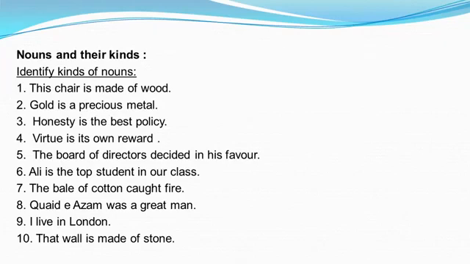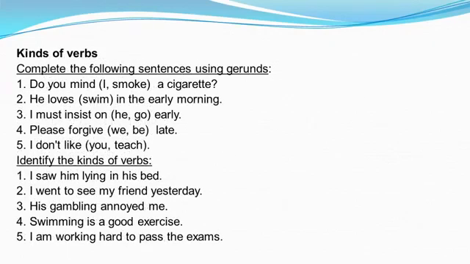Now we'll discuss kinds of verb. Kinds of verb are transitive verb, intransitive verb, infinitive, past participle, present participle, and gerund. First of all, we'll discuss transitive and intransitive verb. Dear students, transitive means going across, and a transitive verb is one in which the action passes from the subject to object. For example, Aslam is playing piano. Here the act of playing passes over from Aslam to the piano, that is object. Play is therefore a transitive verb.